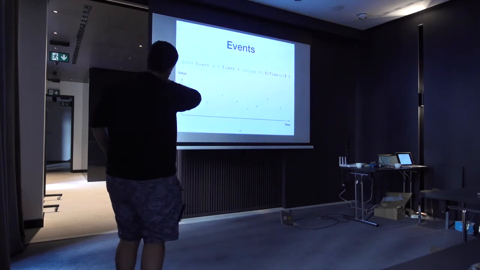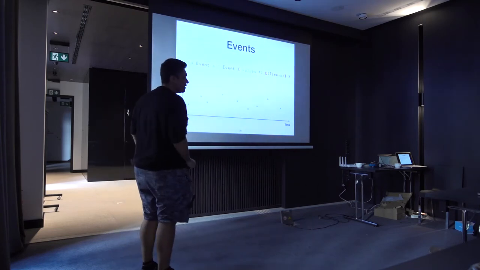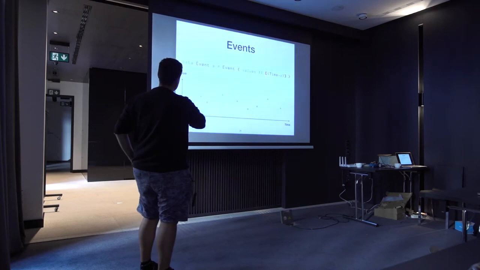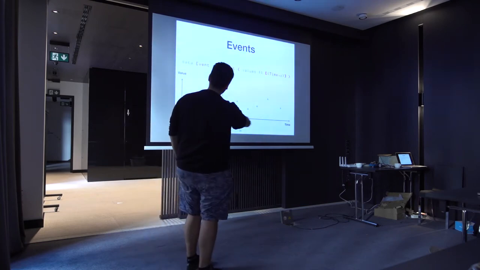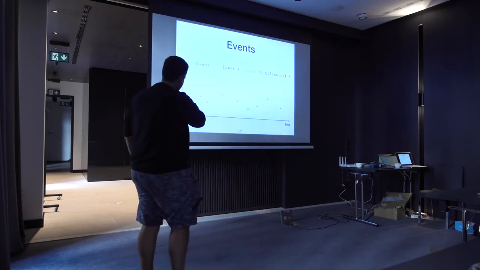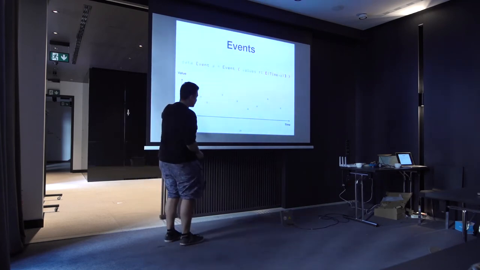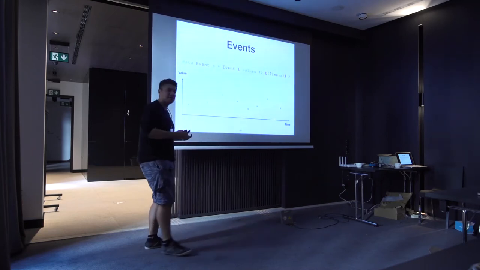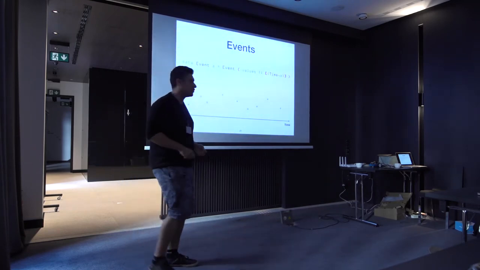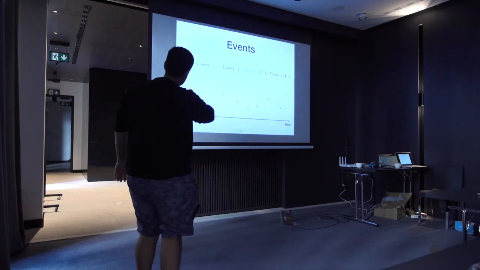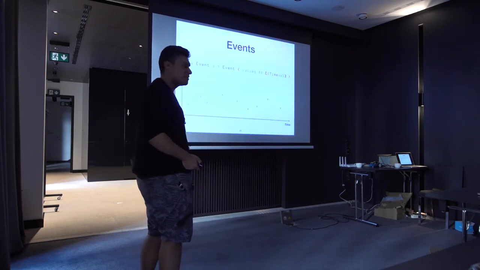Then we are going to look at events. Events, if you represent them in a graph, are basically points. For a certain time, you get a value, but you don't get it at every point in time like with a behavior. It's discrete. Only at certain points in time do you have an associated value.